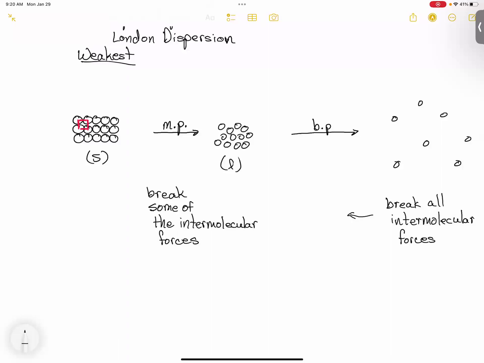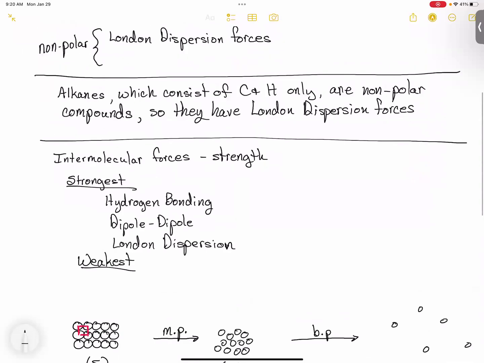So if we go back up here to the strength, that means that this is higher melting points and boiling points. And it goes down so that you have lower melting points and boiling points.